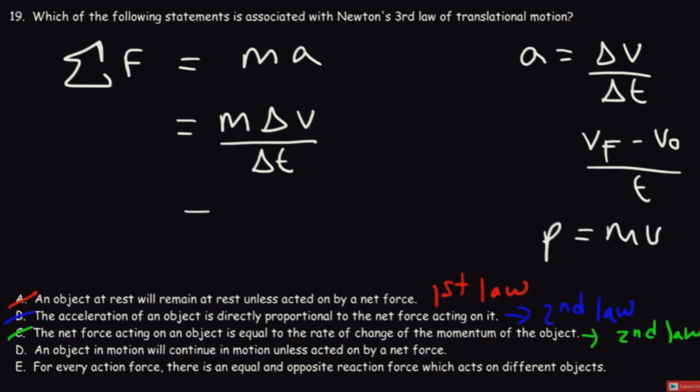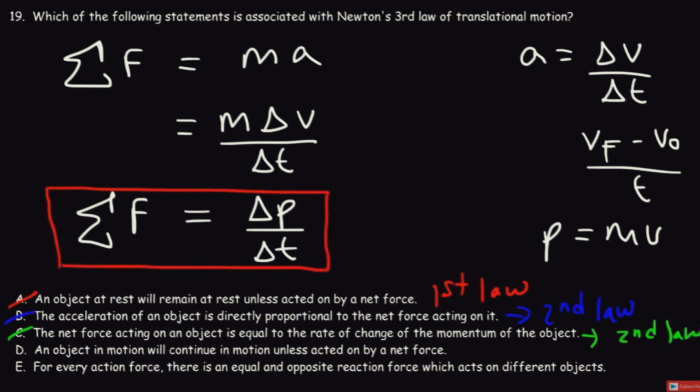So mass times the change in velocity represents the change in momentum. So the change in momentum divided by time is equal to the net force on the object. So this too is related to Newton's second law of motion. Now what about D?